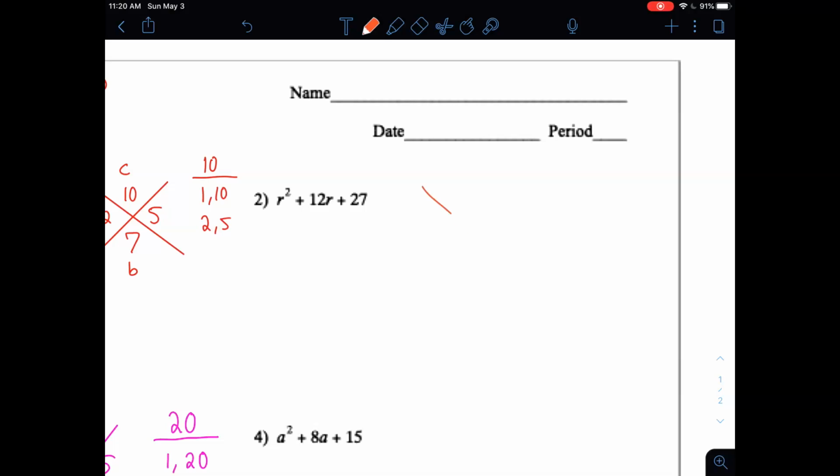Number 2, do our diamond factoring problems. We're going to put C and B. Our C is 27. Our B is 12. So we need numbers that multiply to 27. What did you guys get for numbers that multiply to 27?